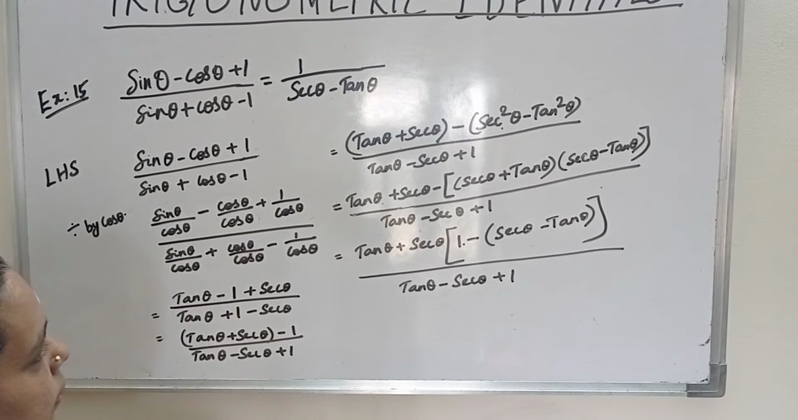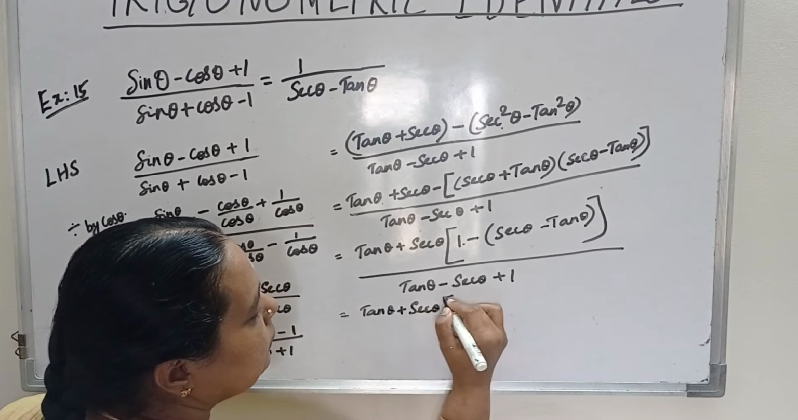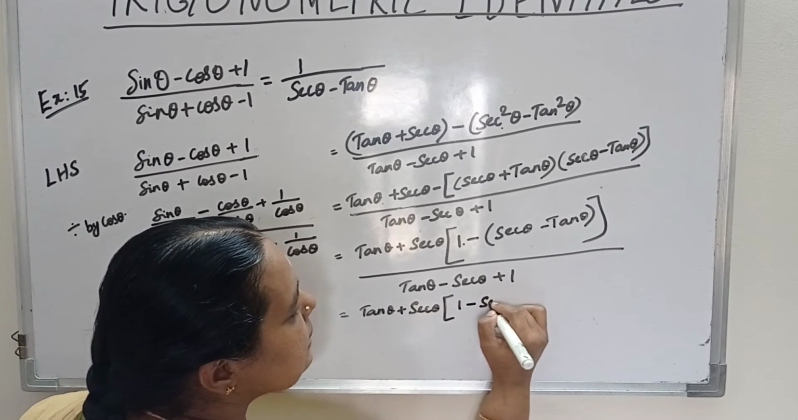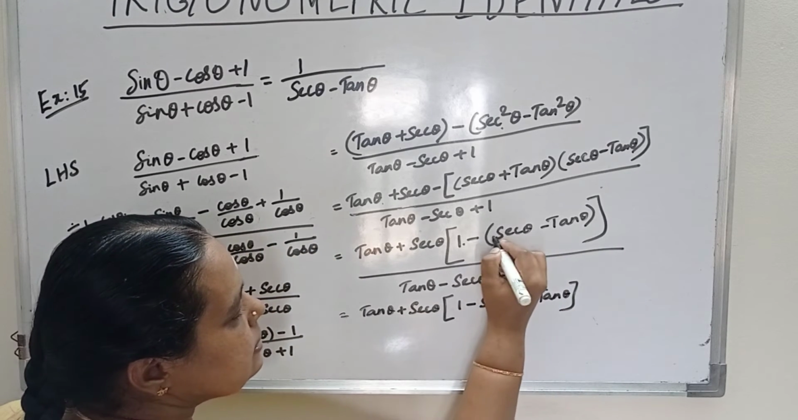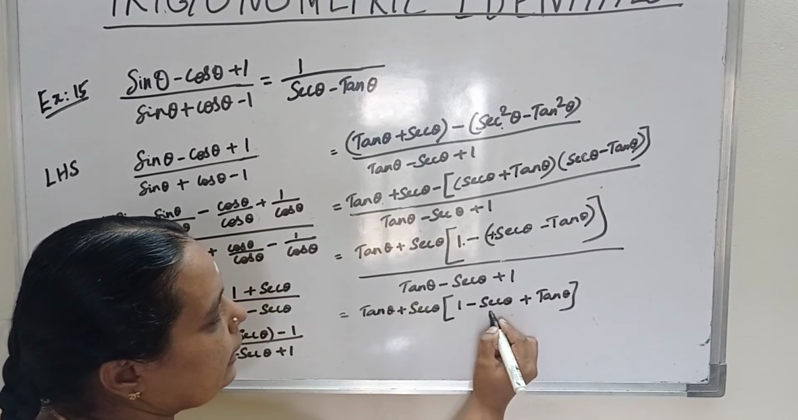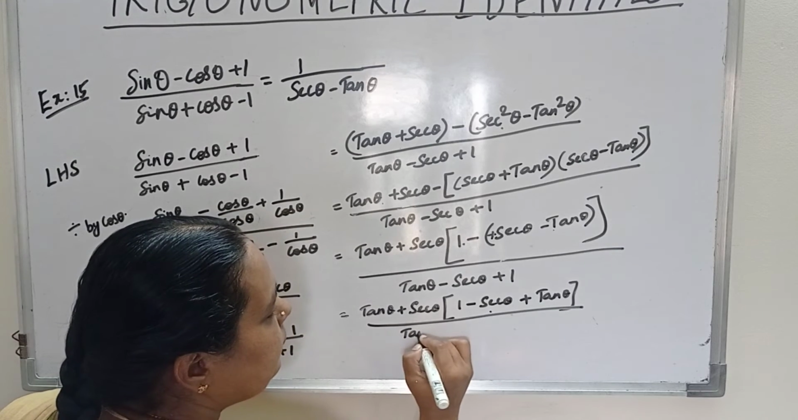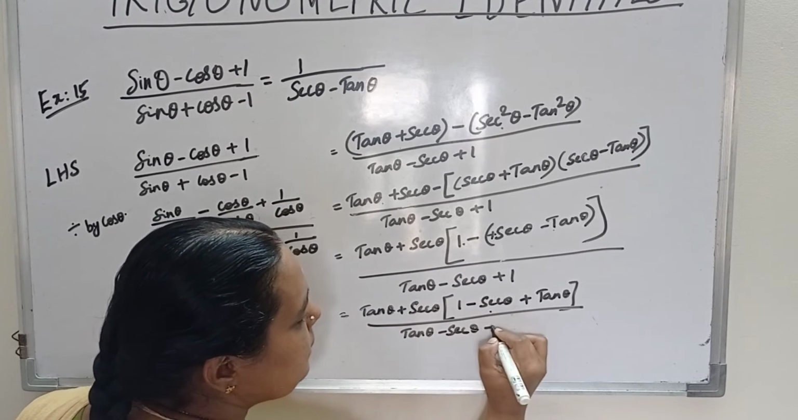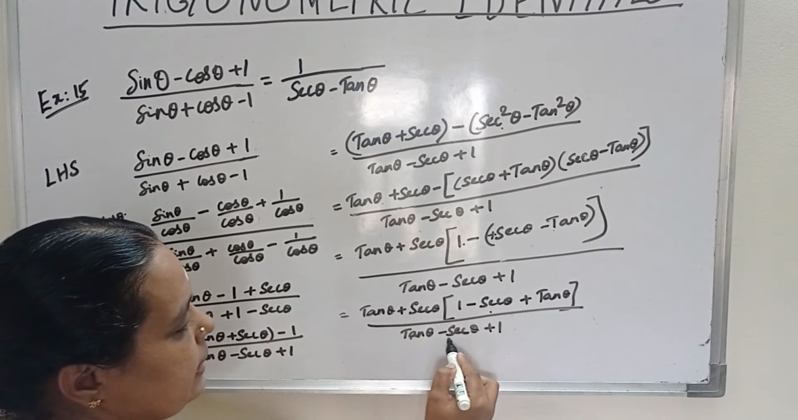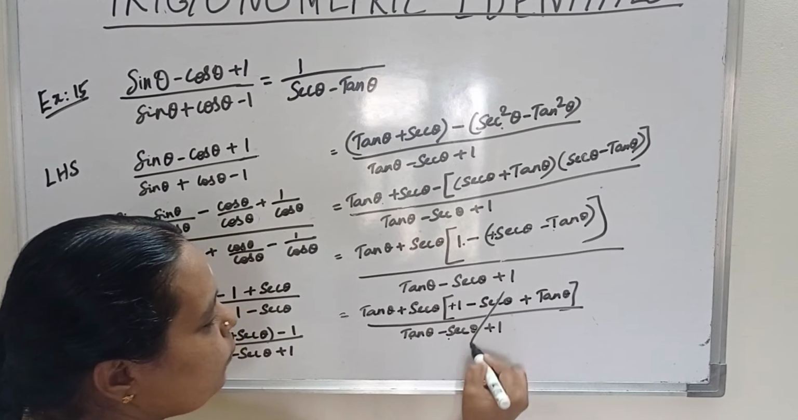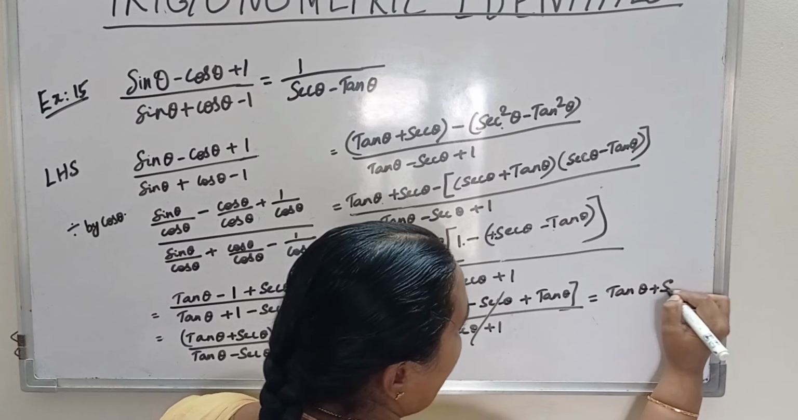So, next step, tan theta plus secant theta into 1 minus secant theta plus tan theta, because minus into plus is minus secant theta, minus into minus tan theta is plus tan theta, divided by tan theta minus secant theta plus 1. So this and this will get cancelled, because plus tan theta minus secant theta and plus 1, both will get cancelled. We are left with tan theta plus secant theta.